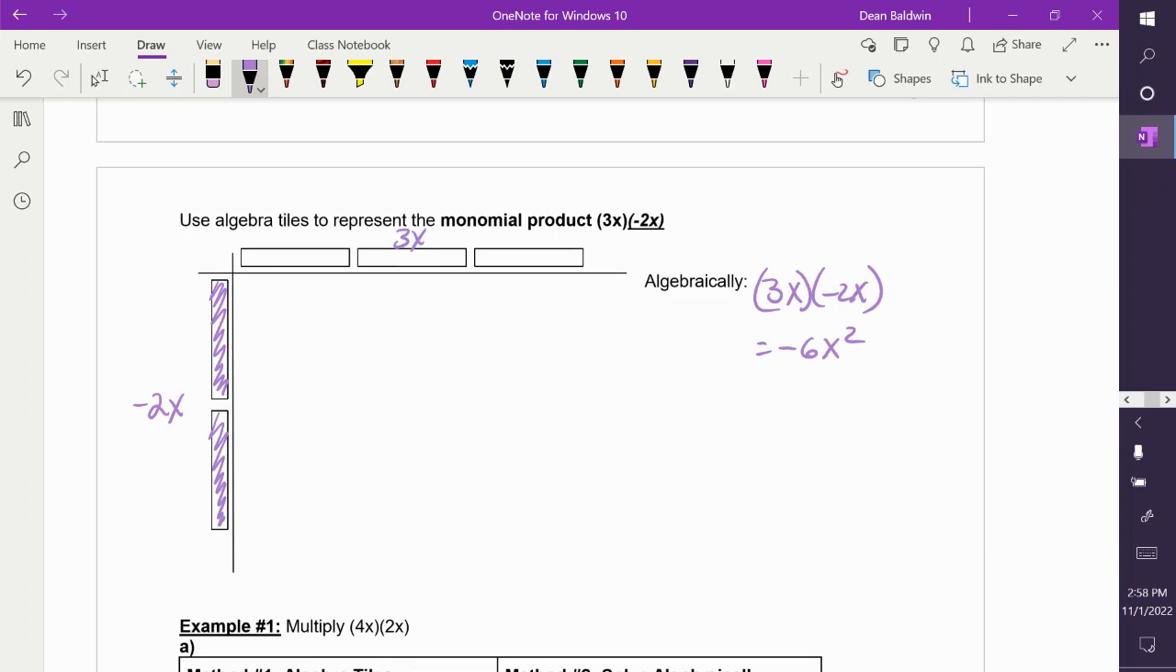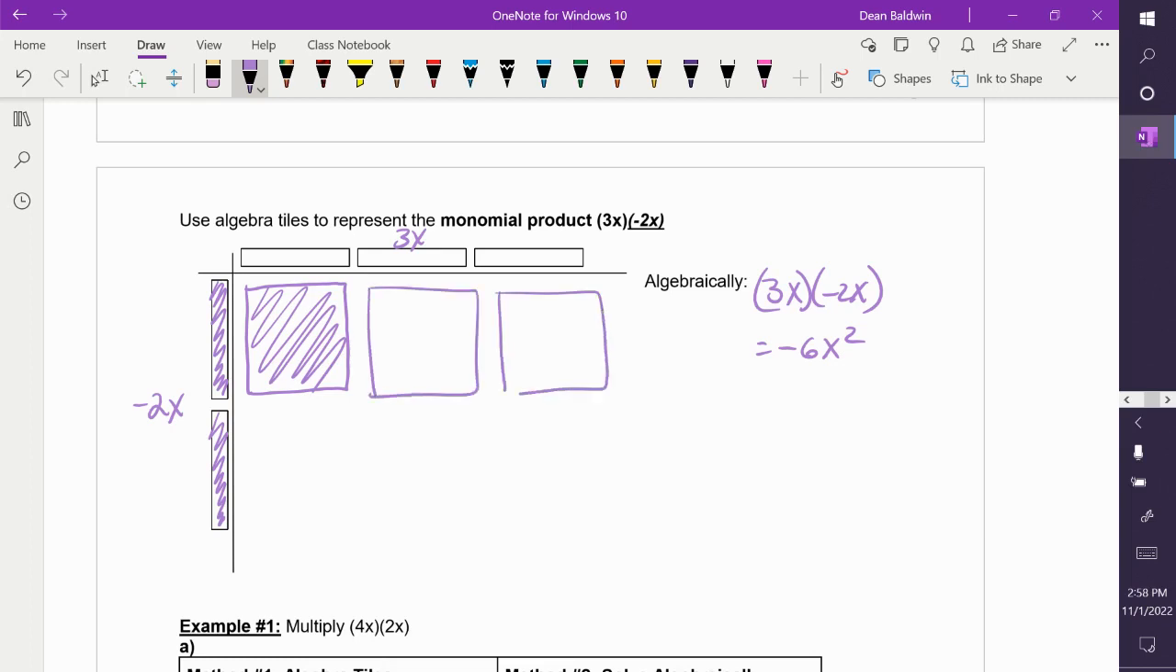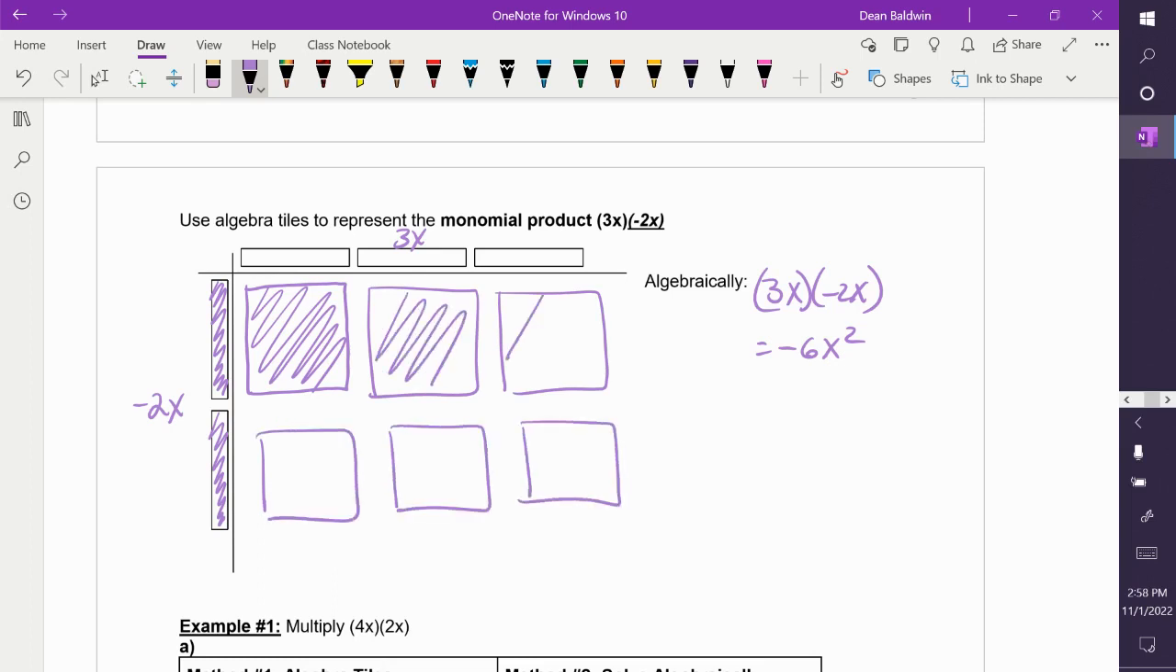So now, when you multiply the shapes, just think of the shapes. A rectangle and a rectangle gives you what? A square. But because one is positive and one is negative, what type of square is that? It's a negative square. So it needs to be shaded. If one of these is shaded, then the answer has to be shaded. So for every single one of these, they are shaded. And that gives us negative 6x squared. There's 6 of them. They're all negative, so it's negative 6x squared.